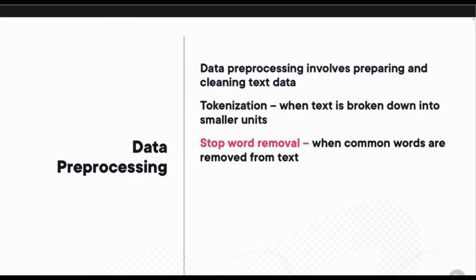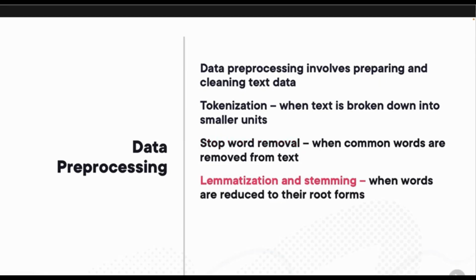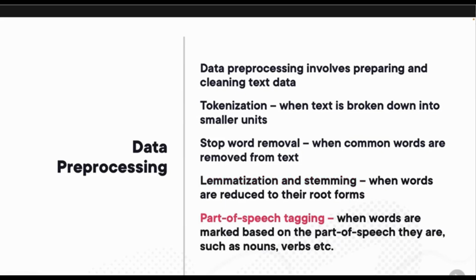Then, we have stop word removal. This is when common words such as a, the, how, from, etc. are removed from text, so unique words that offer the most information about the text remain in place. Then we have lemmatization and stemming. This is when words are reduced to their root forms to process. And finally, we have part of speech tagging. This is when words are marked based on part of speech they are, such as nouns, verbs, and adjectives.